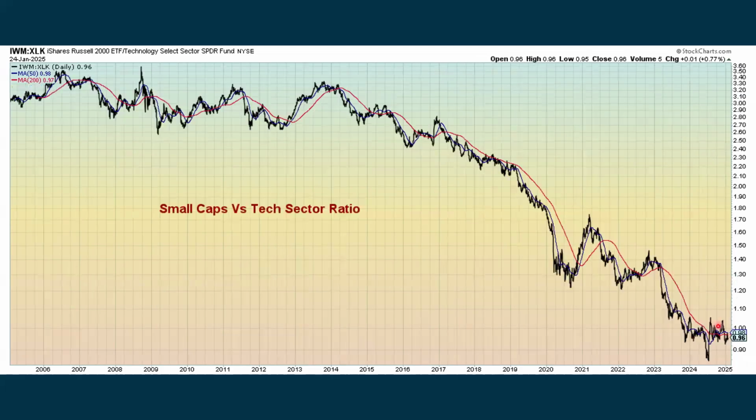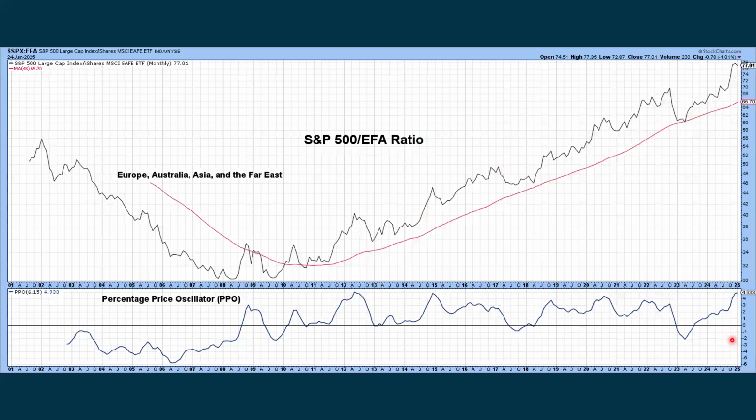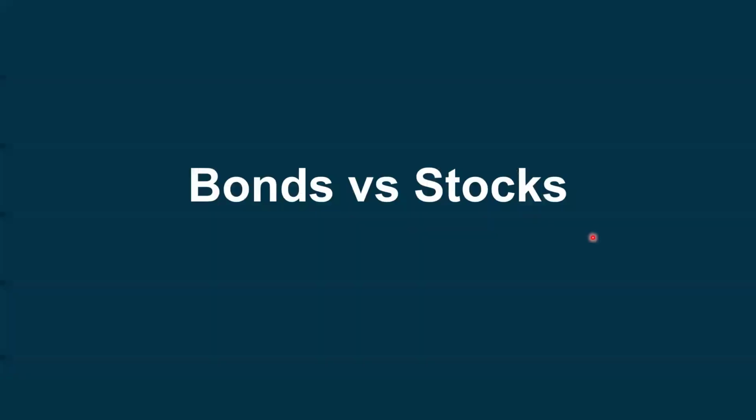Small caps continue to underperform the tech sector longer term here, even though we've been chopping sideways lately. And then another look internationally, we do a ratio between US stocks and world stocks, showing how world stocks are outperforming, and the overall longer term momentum is also positive. And this is a monthly chart, so this is longer term.